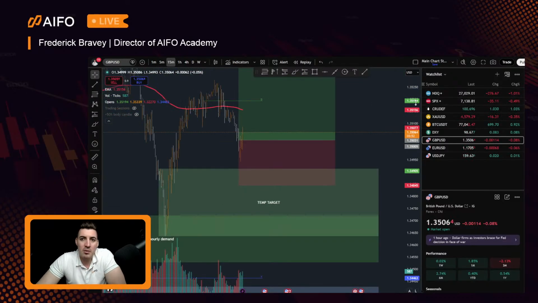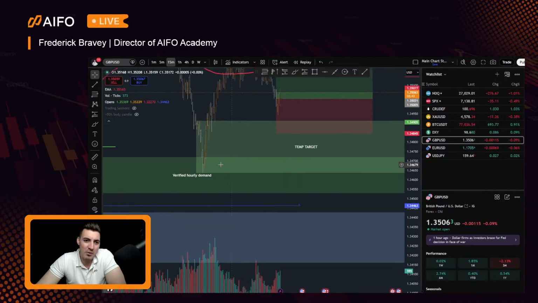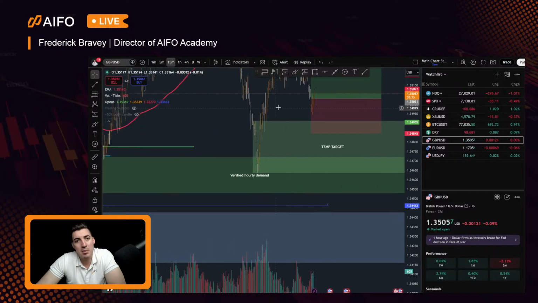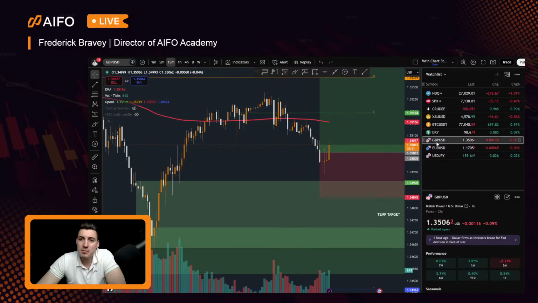Hopefully that plays out. If not, we'll likely see it potentially retrace back into this temp target box here. I don't see it breaking below the previous level. I don't see it breaking this level here. It could re-enter this verified hourly demand, but I mean, hopefully it doesn't. Otherwise, I'll get stopped out.